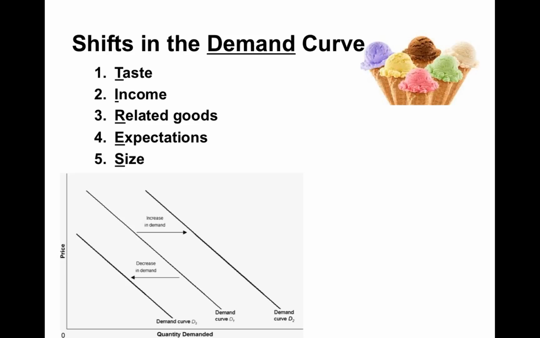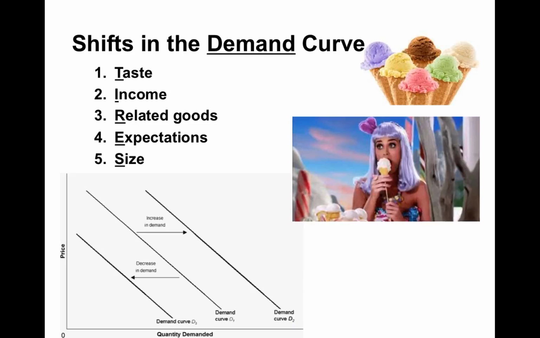So the first one we have there is taste. So let's just kind of keep this with ice cream, I guess. Taste would be like if there's advertisements for ice cream, celebrities endorse it, Katy Perry endorses it. If that were to happen, then there might be an increase in demand. And if there's an increase in demand, that is a shift to the right.